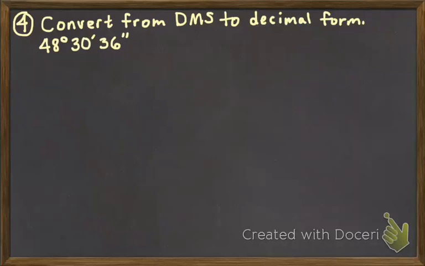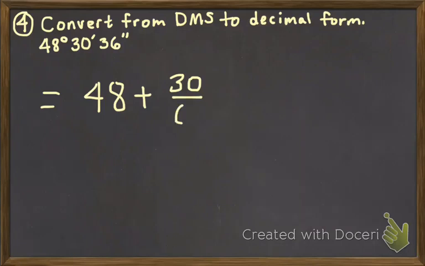On number 4, we are to convert from DMS to decimal form. This is actually pretty straightforward. You're going to keep the 48 degrees as your whole number part, and then this will be plus 30 minutes over 60 because there are 60 minutes in 1 degree. Let's go ahead and put the degree symbol on our 48 there.